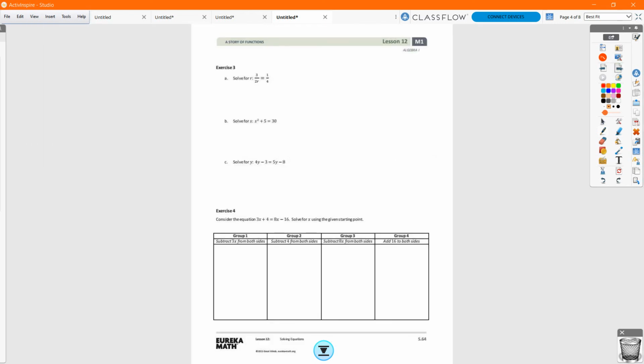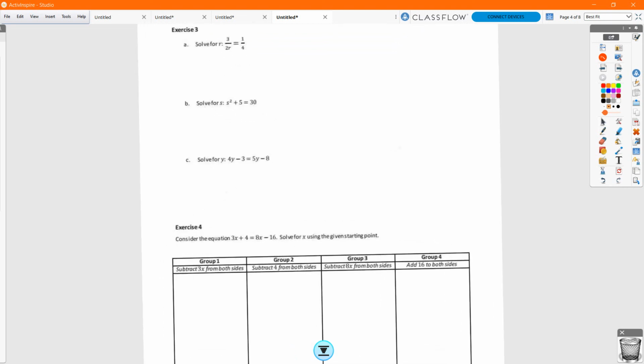All right, so exercise 3. Let's see. Okay, so we are going to work on solving these problems, but let me zoom in here.